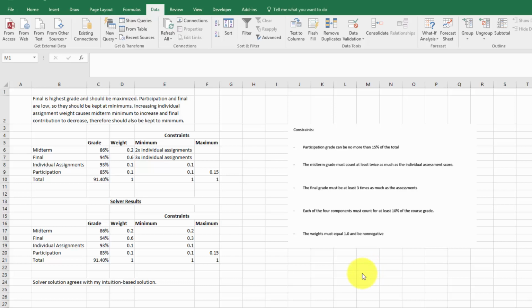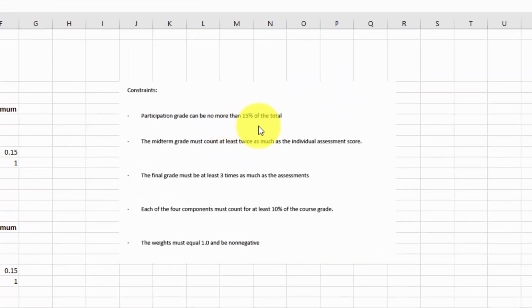The key is to really read the word problem and then to parse out, separate out the constraints. And you did that pretty well. I copied this off of yours. You said that the participation grade can be no more than 15% of the total. The midterm must count at least twice as much as the individual assessment. Final grade must be at least 3 times as much as the individual assessment. Each of the 4 components must count for at least 10% of the course grade, and the weights of all 4 must equal 1 and of course be non-negative.